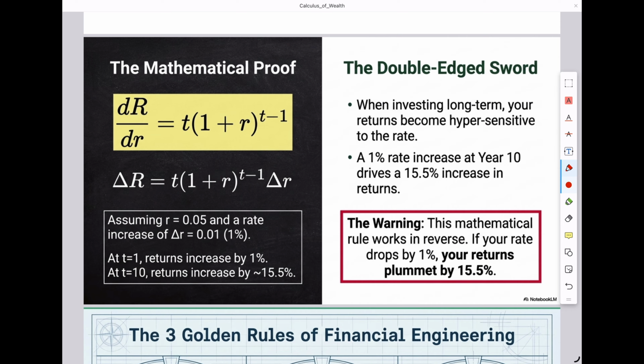So this mathematical rule, of course, works in reverse as well. If my rates drop by 1%, your returns will plummet by 15.5% also. So that means if I invest long term and my nominal rate of return drops because of the market not doing well or whatever, you also need to be aware that your returns of course will be affected, and that effect will be 15.5%.